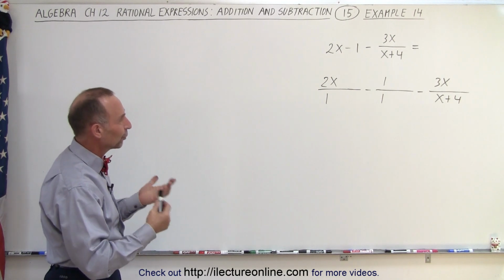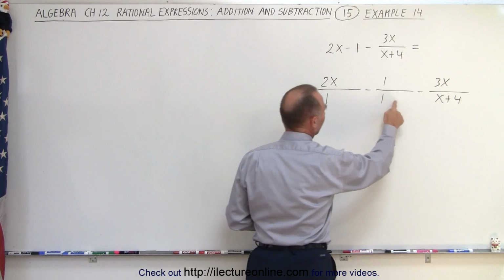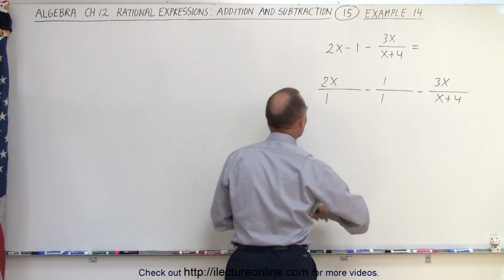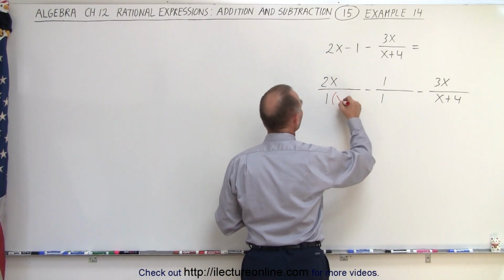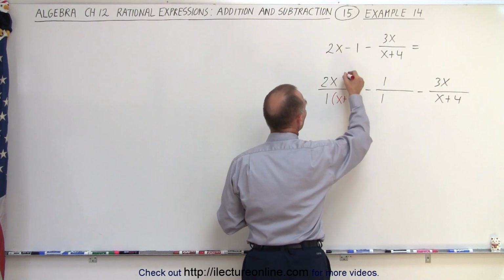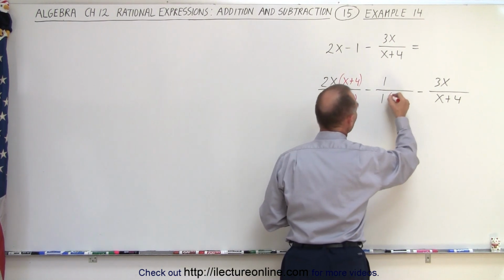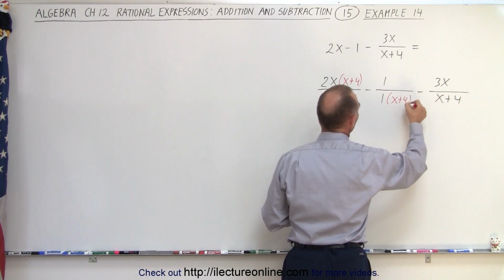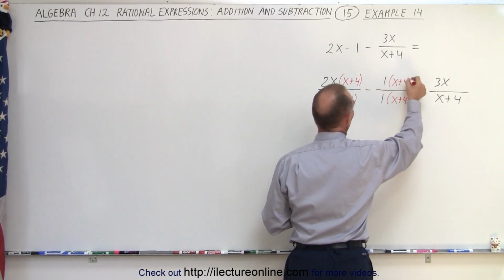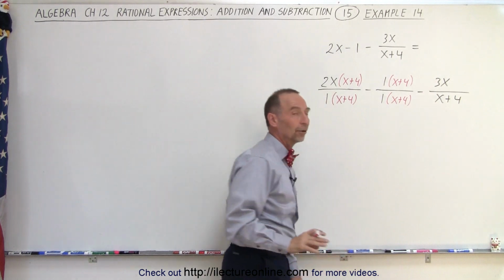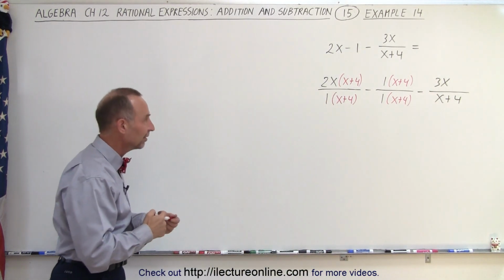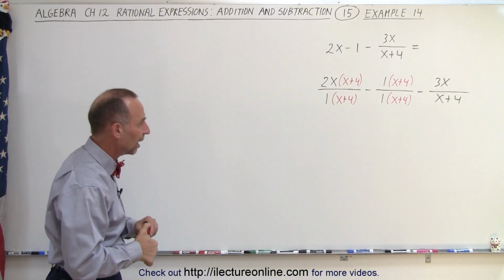So now we can see that the only thing that is missing here is the common denominator of x plus 4, which means we're going to multiply the denominator by x plus 4, which means we need to multiply the numerator by x plus 4. And we need to do the same over here, x plus 4 and x plus 4. So now you can see that all three rational expressions have indeed the very same common denominator.